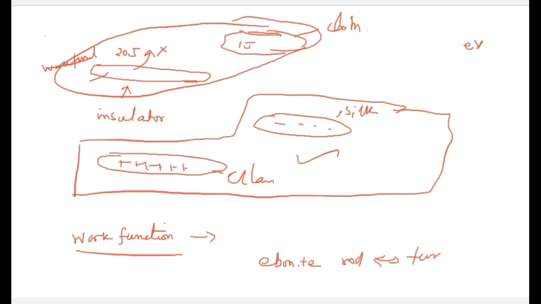Because we know, according to the law of conservation of energy, whatever energy we are giving is utilized in different ways. A part of the energy can be used to remove the electron from the system, and the remaining energy can be used as heat. It will be dissipated in other forms. Sound also comes; when you hear a scratching sound, that is also energy.